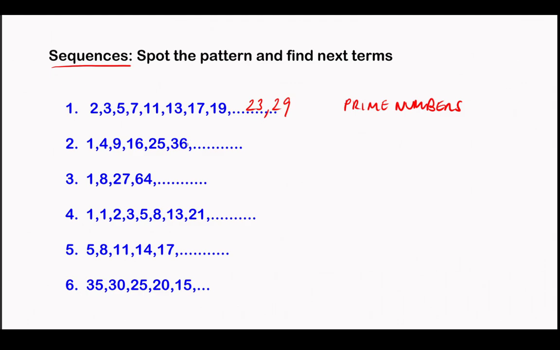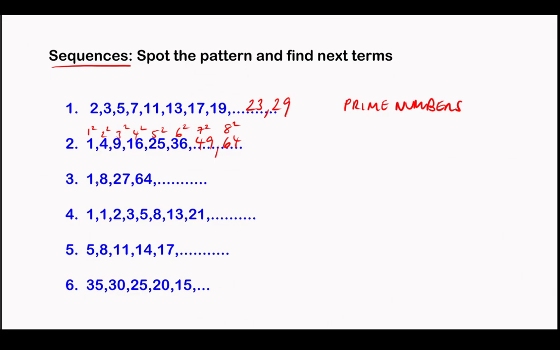What about these numbers? Hopefully you can spot these. This is obviously 1 squared. This is 2 squared, 3 squared, 4 squared, 5 squared, 6 squared. So it's just the square numbers. So obviously the next one is going to be 7 squared, which is 49. And then 8 squared, 64. So you really have to be able to spot this sequence of numbers.